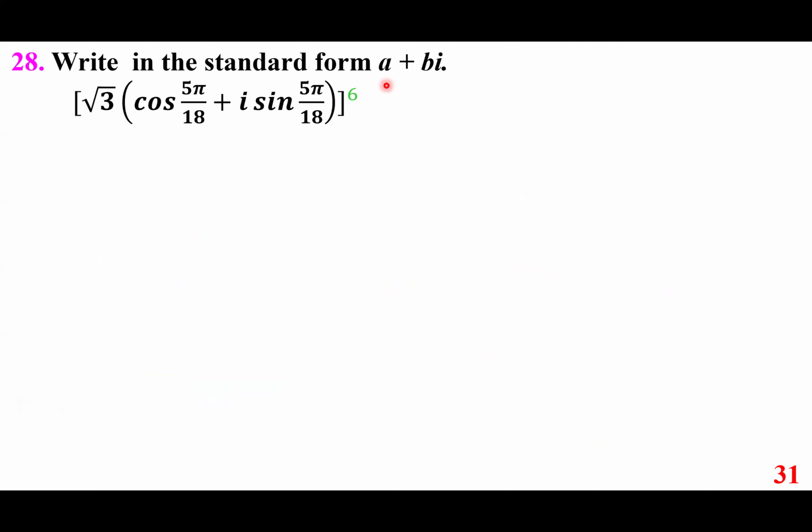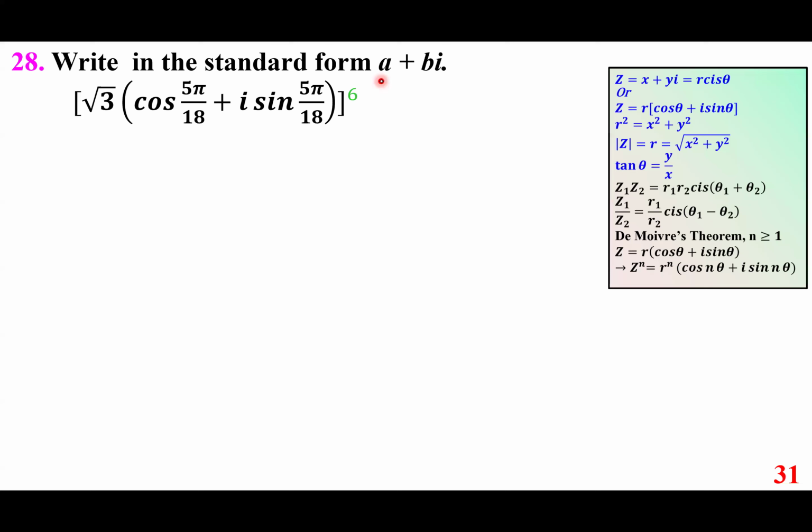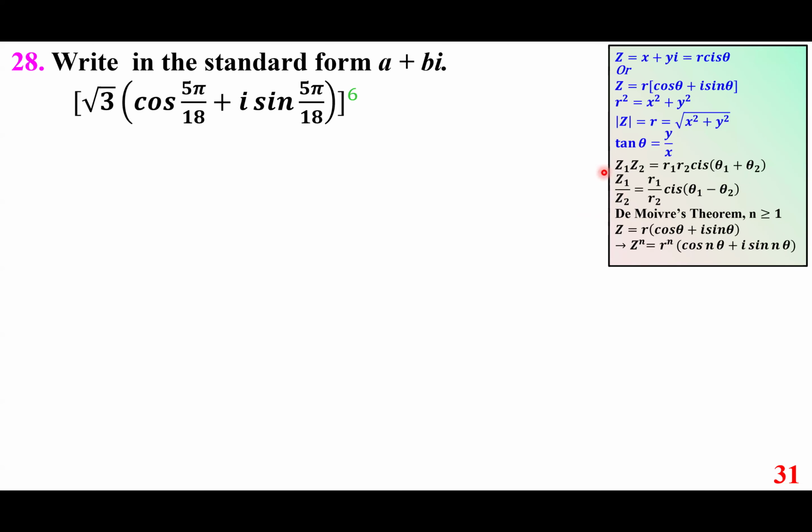We want to write this in the standard form. This is going to be raised to the power of 6. Well, we use De Moivre's theorem. So in addition to product and quotient, De Moivre's theorem says when n is larger than or equal to 1, z equals r cis theta. When we want to raise it to the power of n, we raise the r to the power of n, and we multiply the argument theta by n.